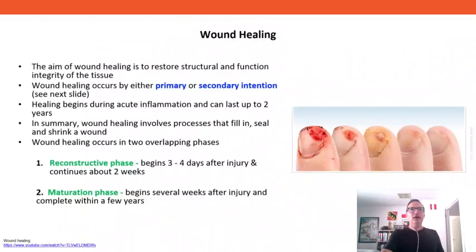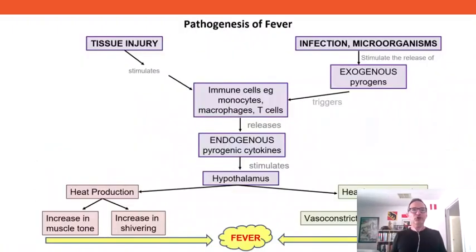I'm going to stop it there. It's only a short one, this one, but just to tell you how we get to fever and what it is. So the next installment will be wound healing.